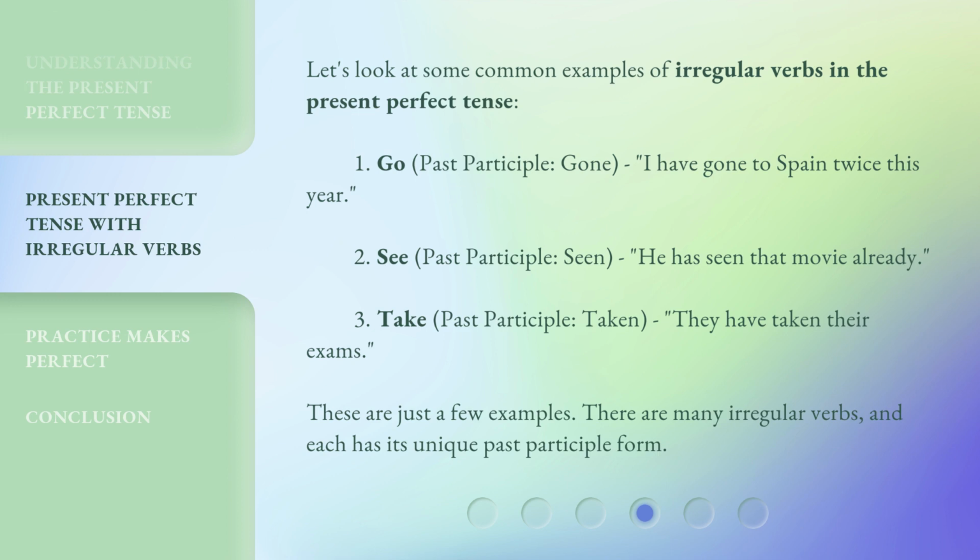1. Go, past participle: gone. I have gone to Spain twice this year. 2. See, past participle: seen. He has seen that movie already. 3. Take, past participle: taken. They have taken their exams. These are just a few examples. There are many irregular verbs, and each has its unique past participle form.